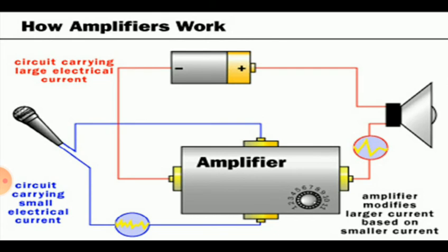So you can see how an amplifier works. So there is an amplifier which amplifies the signal. On the left hand side you can see a small electrical current, and the amplifier amplifies that small electrical current, and produces a larger current based on the smaller current, you can see. So this is a circuit for the amplifier which can increase the power of the signal.